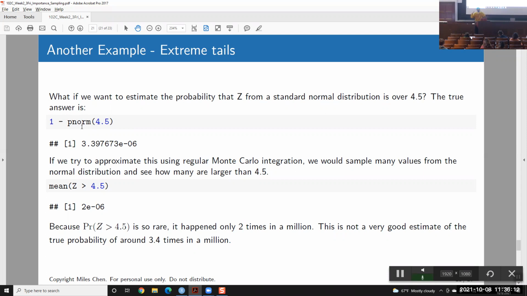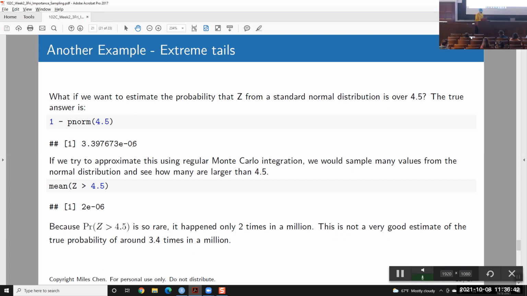You think, within 3 standard deviations, you have 99.7%. Within 4 standard deviations, you have even more. And how much is beyond 4.5? How many values in the normal distribution are more than 4.5 standard deviations away from the mean? This says about 3 in a million, 3 times 10 to the negative 6. So about 3 values in a million are more than 4.5 standard deviations from the mean.